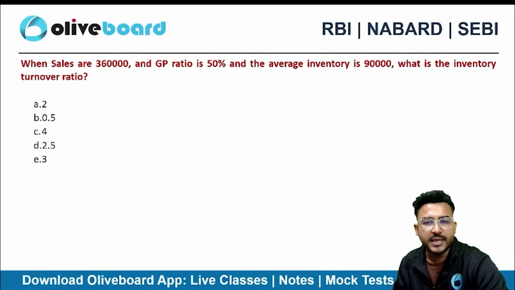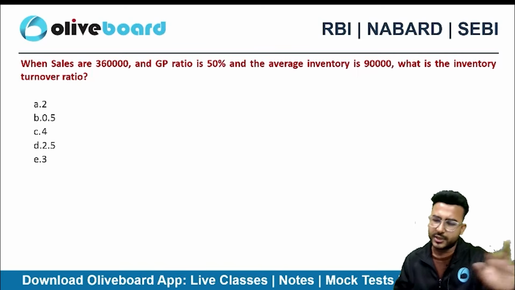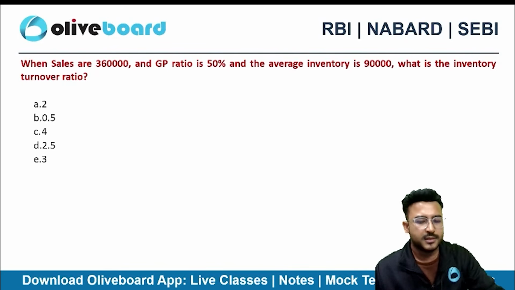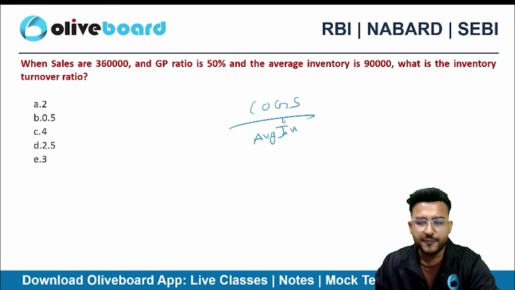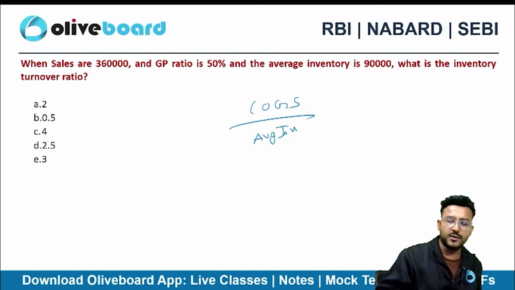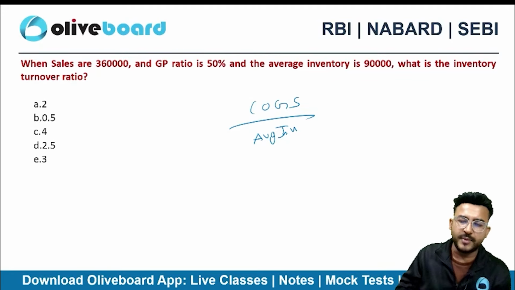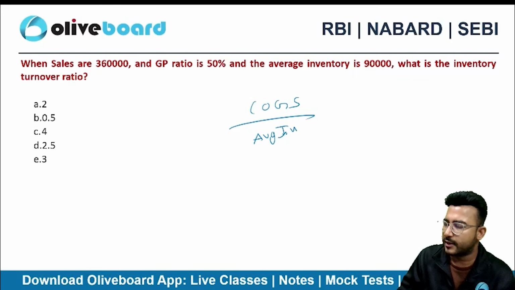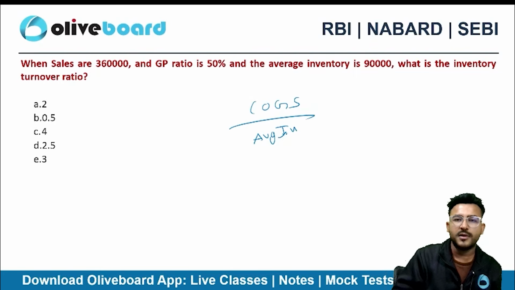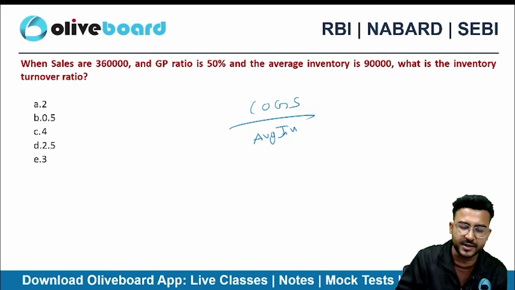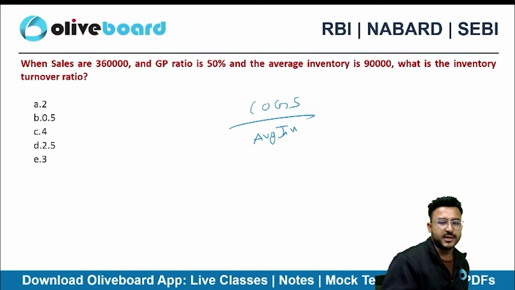Next one again is related to your inventory turnover ratio. Again, a very simple question. Cost of goods sold divided by average inventory. If you have done the ratio analysis chapter in commerce and accountancy, then you will be able to easily solve it. For those who are yet to do it, no worries at all. We will be doing it in a very detailed manner. For those who haven't completed the ratio analysis, they can just ignore it as of now.